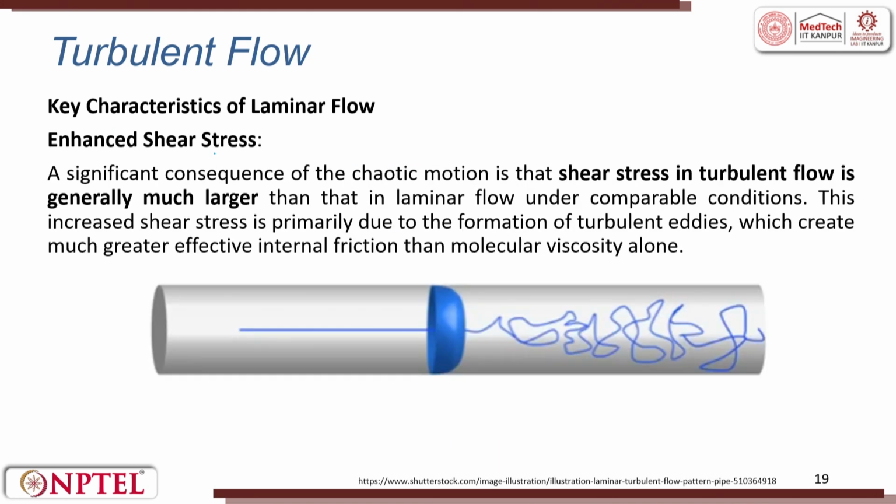Enhanced shear stress. A significant consequence of chaotic motion is that the shear stress in turbulent flow is generally much larger than in laminar flow under comparable conditions. So, the shear stress will be large. This increased shear stress is primarily due to the formation of turbulent eddies, which create a much greater effect of internal friction than molecular viscosity alone.